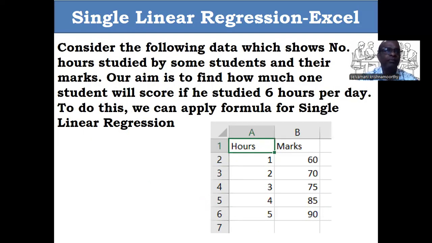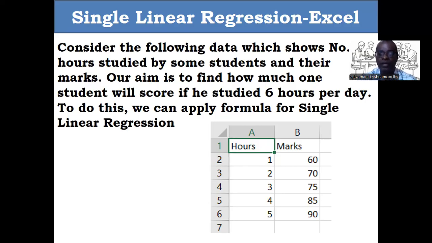So we have one problem. What is the problem? Consider the following data which shows the number of hours studied by some students and their marks. See here, for example, 5 students. One student studied 1 hour per day. He scored 60 marks. Second student studied 2 hours per day. He got 70 marks. Like this, 5 students' marks as well as the hours per day they are studying. Our aim is to find how much one student will score if he studies 6 hours per day.